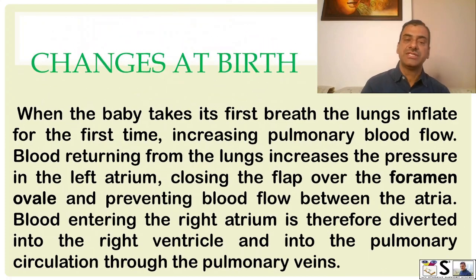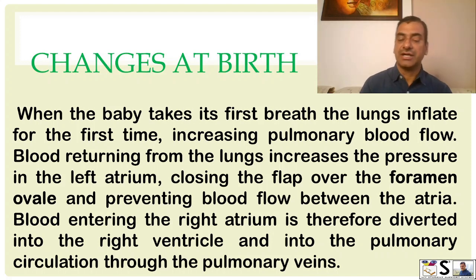Now we will check what changes take place in the circulation at birth. When the baby takes its first breath, the lungs inflate for the first time, increasing the pulmonary blood flow. The blood returning from the lungs increases the pressure in the left atrium, closing the flap over the foramen ovale and preventing blood flow between the atria, and the foramen ovale closes.